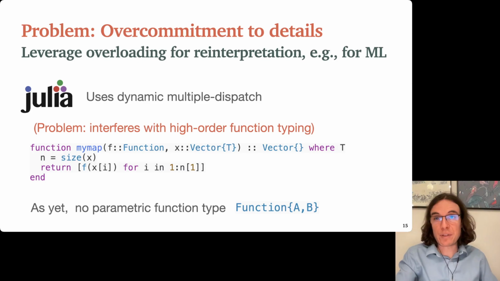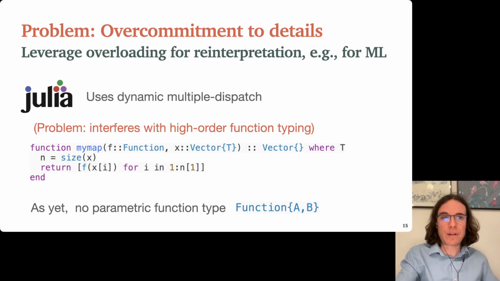So perhaps there's some work that could be done there to bring parametric function types into Julia and actually increase the expressivity of this language and bring in other ideas based on being able to do that kind of typing.